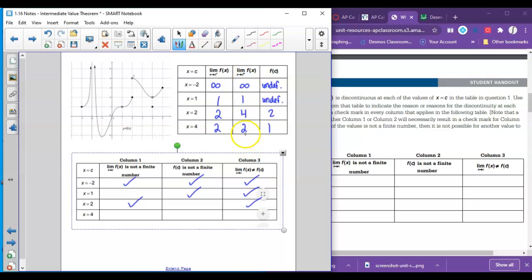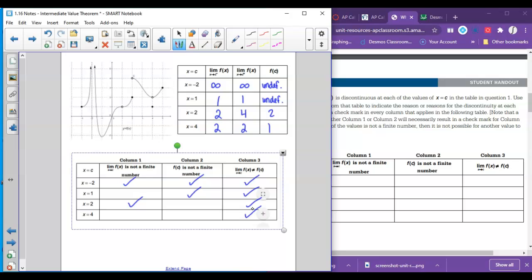For the last one, our limit does exist at x equals 4 because our limit from the left and the limit from the right both equal 2. And f of c also exists. It is a finite number. It is 1. However, 2 does not equal 1, so our check mark only goes in column 3. So all of these are cases where you have discontinuities in the graph. All of them are for different reasons.